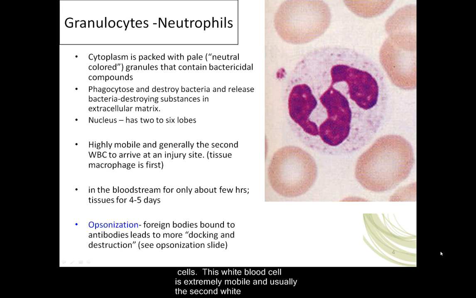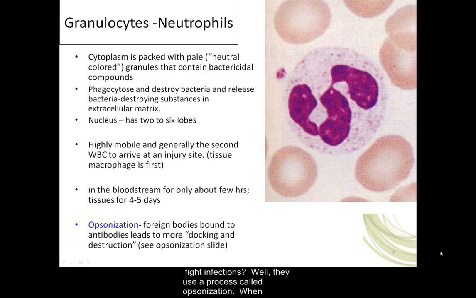This white blood cell is extremely mobile and usually the second white blood cell to arrive at an injury site. The macrophage, residing in the tissue, is clearly first, and this will be described later in this lecture. The neutrophils remain in the bloodstream for only a few hours, and then they migrate into the tissues to help fight infections and live for about 4 to 5 days.